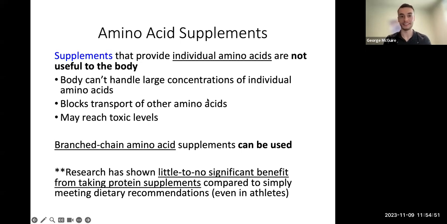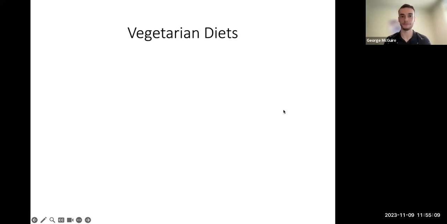So again, it's really only useful if you're getting chains of amino acids, and really only useful as a substitute for just eating protein. So if you're not getting enough protein from what you eat regularly, sure, drink some protein powder or take an amino acid supplement. Other than that, it doesn't really do much.